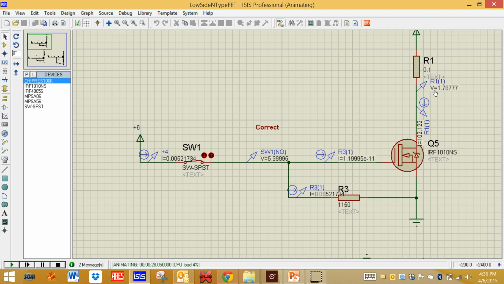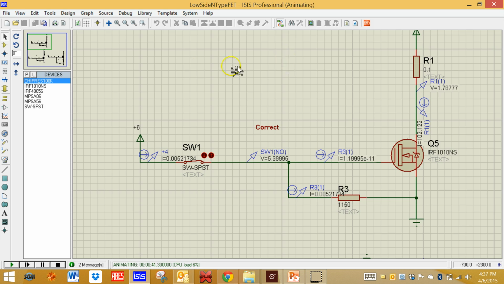And the current, you would have expected 120, and it's lower than that. It's 102. You can calculate the energy that's being dissipated by the FET, which is going to be 1.78 times 102, which is a lot of watts going through that.